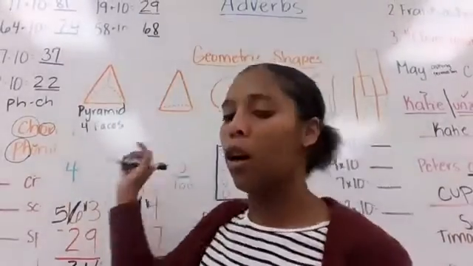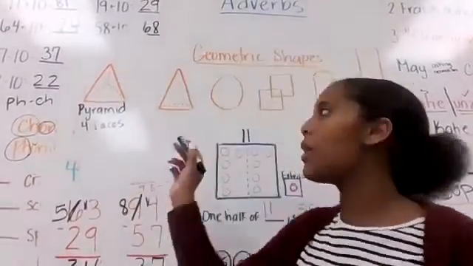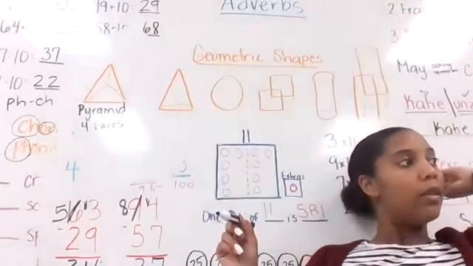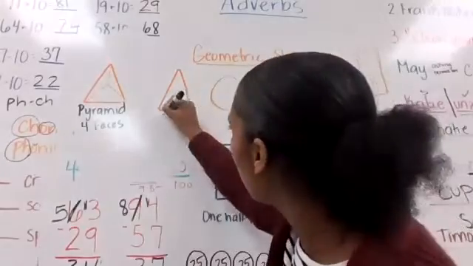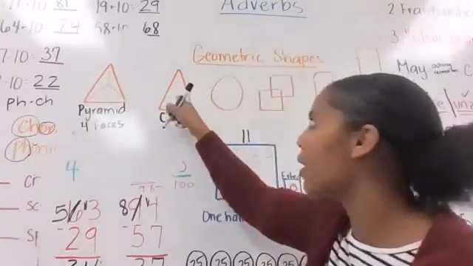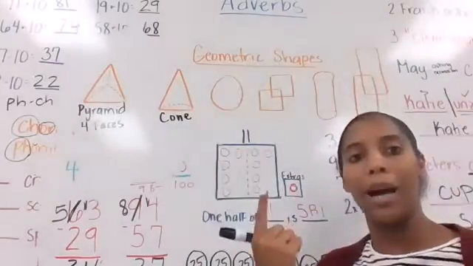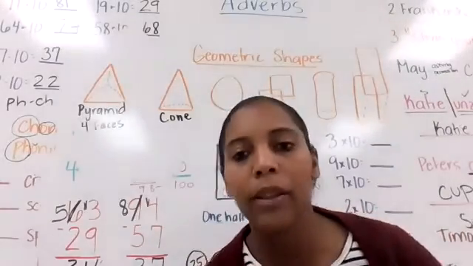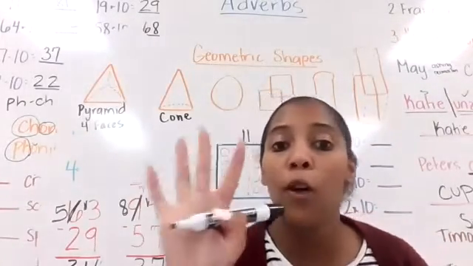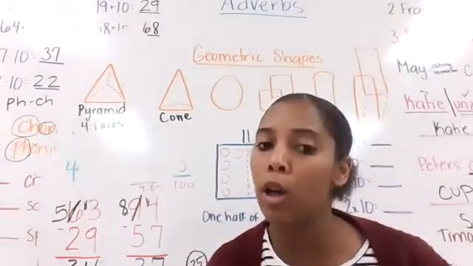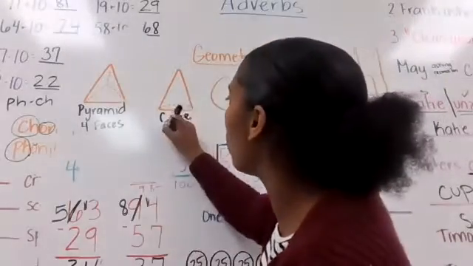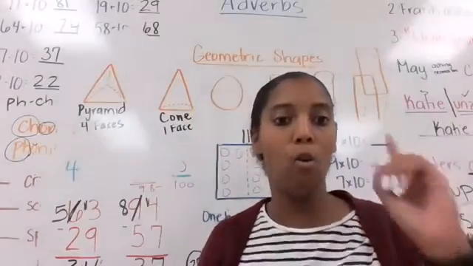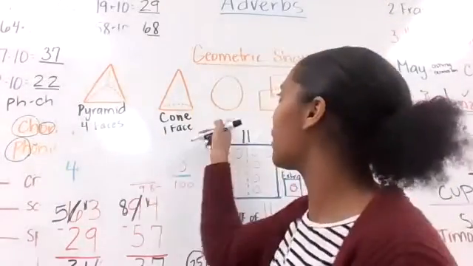Next we have, what's this one called? What is this one called here? Amina? A cone. Now a cone is similar. It looks kind of like a triangle too, but we have a circular bottom. So that's the difference between the cone and the pyramid. The pyramid has 4 faces all around, but a cone is different. A cone only has one face, and that's at the bottom of the cone, okay? One face.